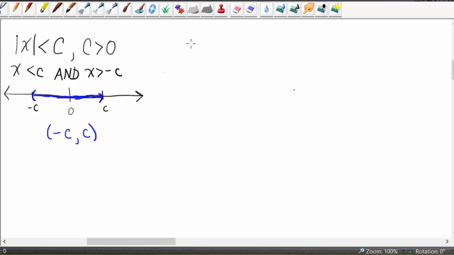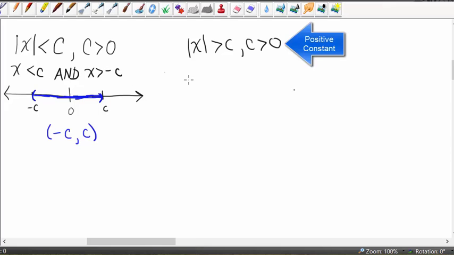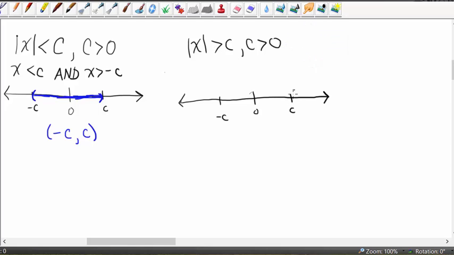Another possibility is that you get the absolute value of x is greater than a constant, and that constant is positive. So when does this happen? The absolute value of x is greater than this constant whenever x is either greater than the constant c or x is less than the constant negative c. And we use open parens to show that the endpoints are not included.